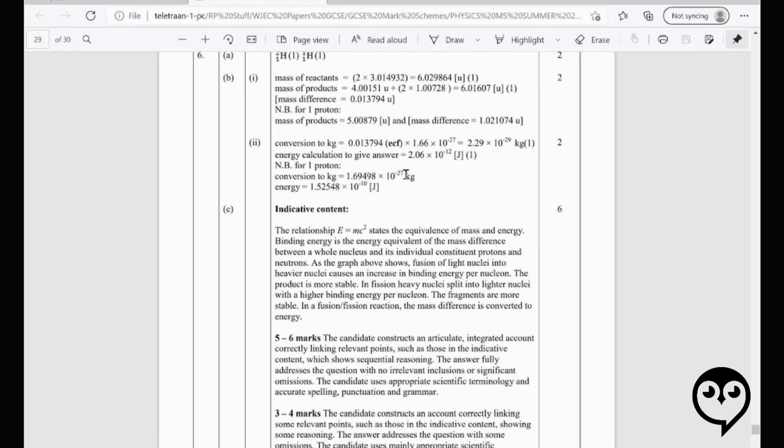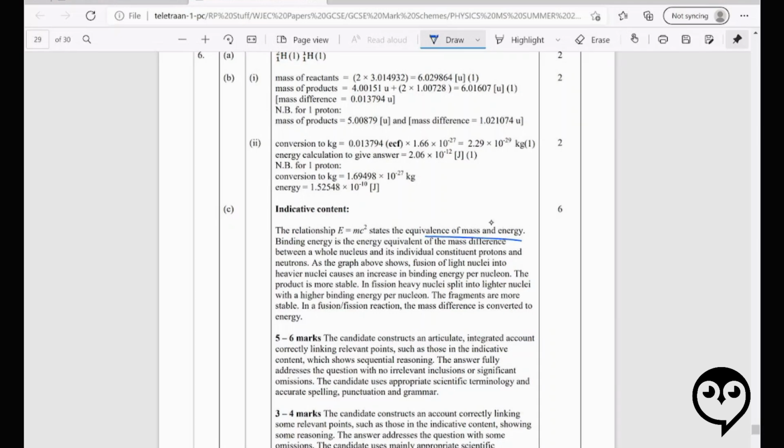Right, so we talked about E equals mc squared, and that equates mass and energy. Binding energy is the energy equivalent of the mass difference between the whole nucleus and the individual constituent protons and neutrons, or you could say daughter nuclei. Then they get talking about the graph. The graph shows that fusion of light nuclei into heavier causes an increase in binding energy. The product is more stable. In fission, the nuclei split into daughter nuclei with a higher binding energy. That fragment is more stable. So in fission and fusion, the mass difference is converted to energy.